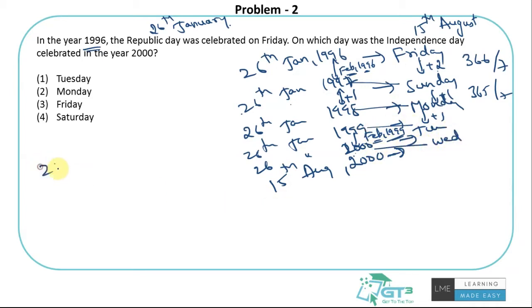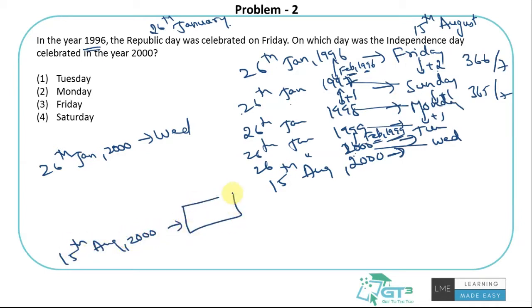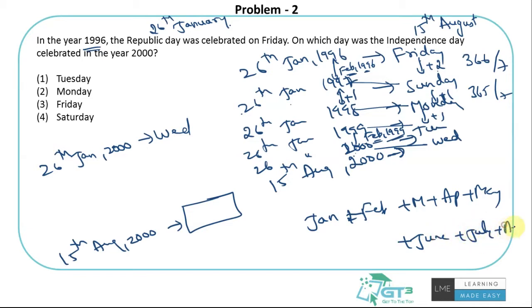So 26th January 2000 is Wednesday. I need to find which day 15th August 2000 is, right? So we have come till this point by using the years part. Now I can just simply do it like months, January to August. January plus February plus March, April, May, June, July and August. So how many days should I count? Because I know till 26th January it is Wednesday. So leave 26th, 27th to 31st of January.